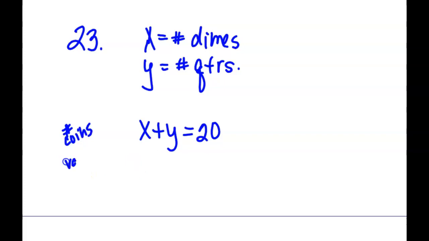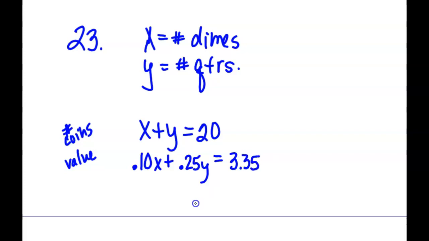Then there's another sentence that has to do with their value, and this is not given in the question. What is the value of a dime? 10 cents, right? What is the value of a quarter? 25 cents per quarter. And what is the total value of money that they gave us? $3.85 or 95? 335?